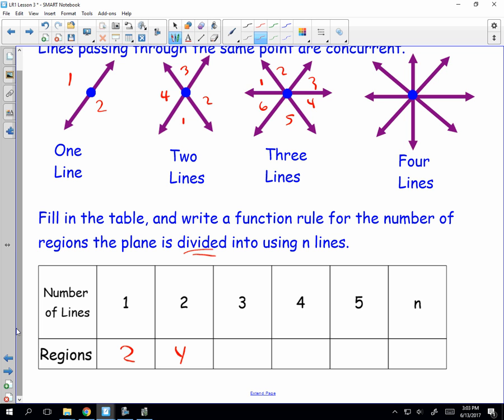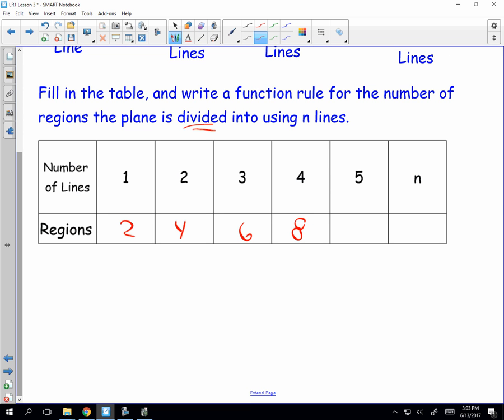So we've got 2, 4, 6. 4 lines are dividing into 8 regions. So this is basically your pizza cutting scenario here. If you make that cut through a plane, how many pieces do you create? So we've got 2, 4, 6, 8, 10. So now what we want to notice here is, what do we have happening?